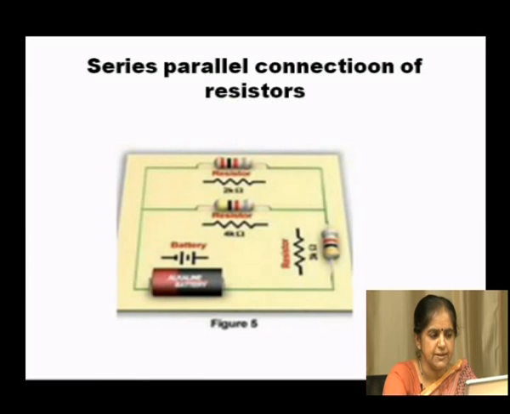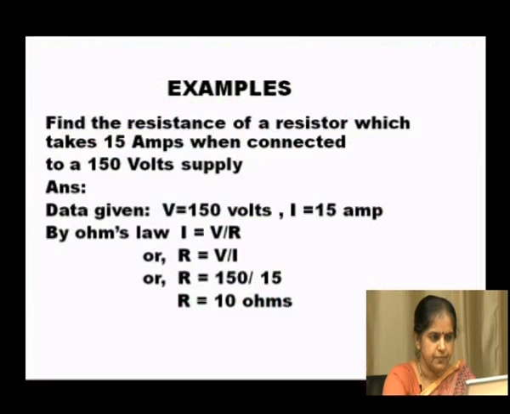This circuit shows the actual, that is the practical circuit, which consists of three resistances which are connected in the series parallel configuration. You just look into these two resistances. These two resistances are connected in parallel, whereas that parallel configuration is connected in series with another resistance. So, this is the example for series parallel connection of resistances.